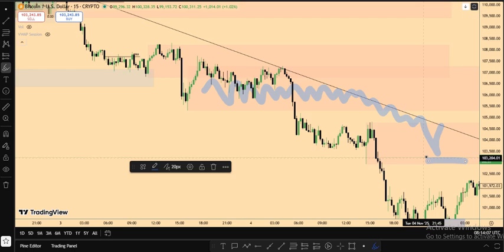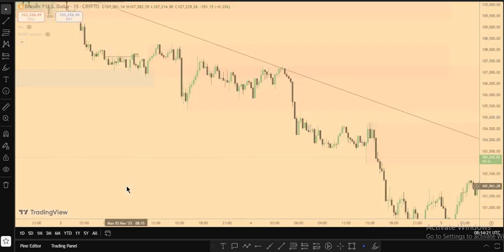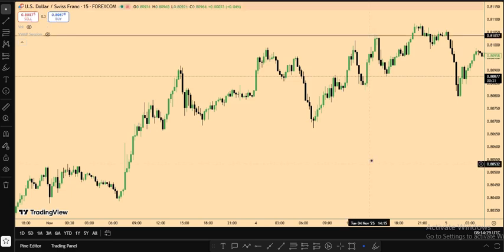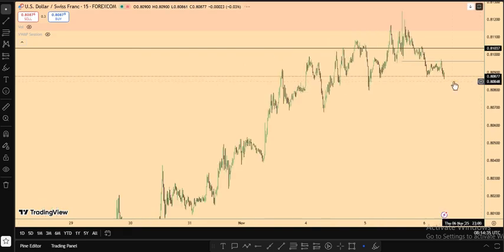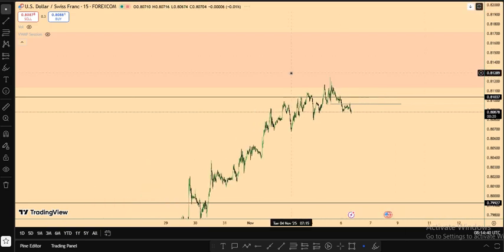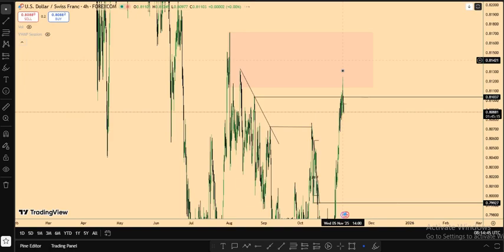Let's look for another pair for demand. I think USD CHF is going bullish. So USD CHF, here we go. Beautiful, isn't it? It's on an uptrend. It just hit this supply zone here. I guess this is a daily supply zone or a 4 hour supply zone that I marked out. As you can see, this is a 4 hour supply zone. This is the first supply zone.